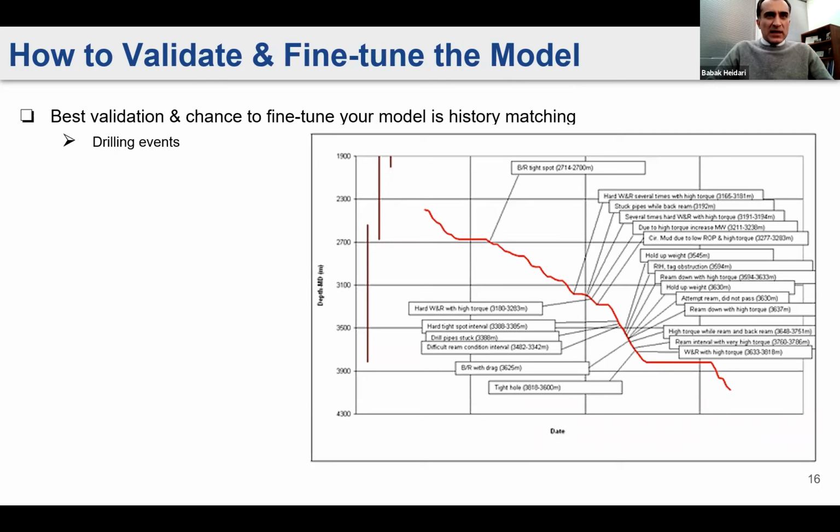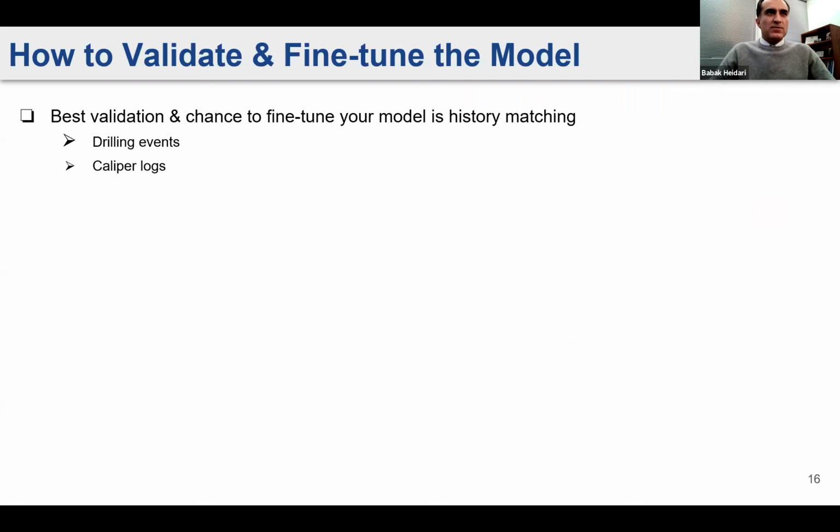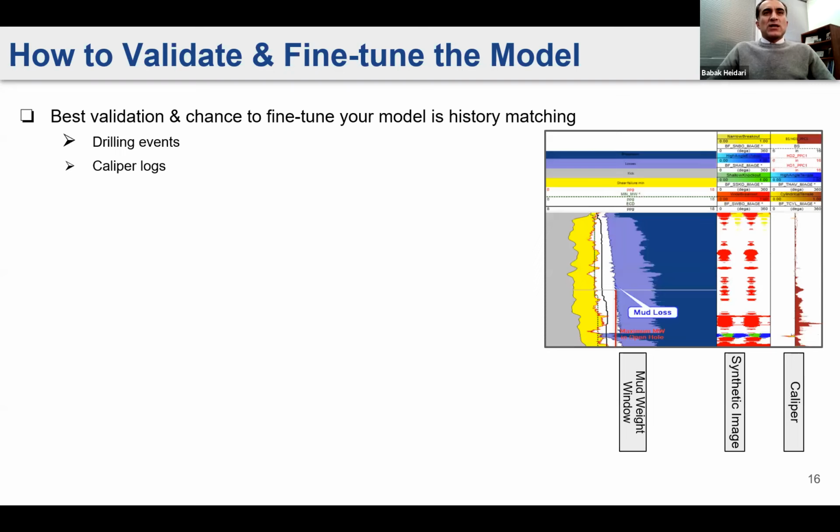So this is screening the drilling events related to a stress profile, related to the geomechanical model: tight hole, pack off, stockpile. These are the indications. If your model cannot reproduce those events that were experienced on the offset well, your model is not representative and needs further calibration. You need to check the caliper log.